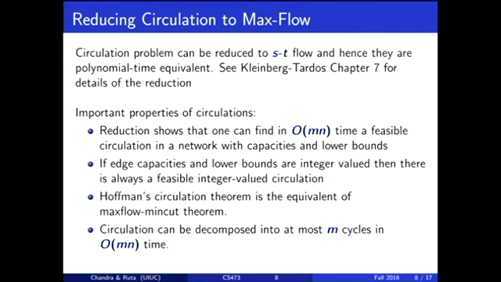So you can only decompose into cycles. Circulation by the name means it's a collection of cycles basically. Okay? So again, the same algorithm will give you a circulation that can be decomposed into a collection of cycles. And you can do it efficiently as well. So these are important properties.